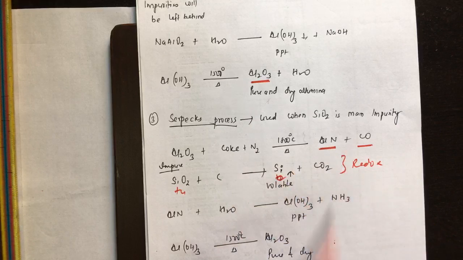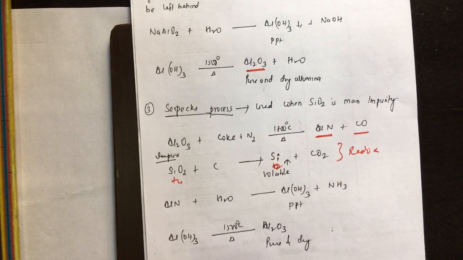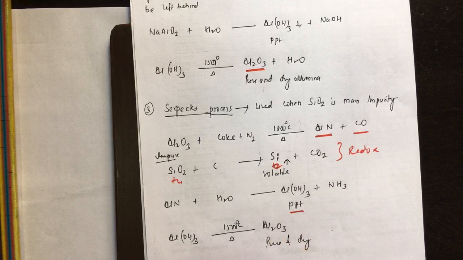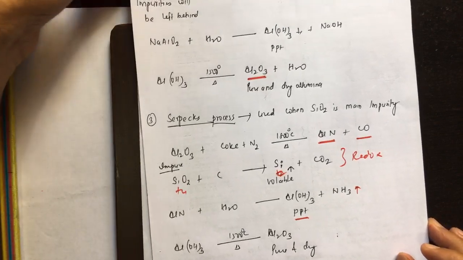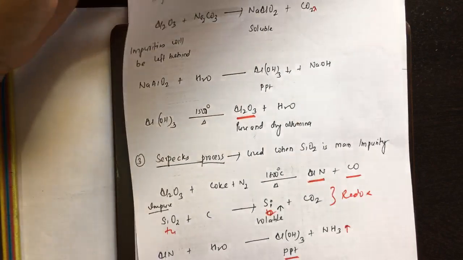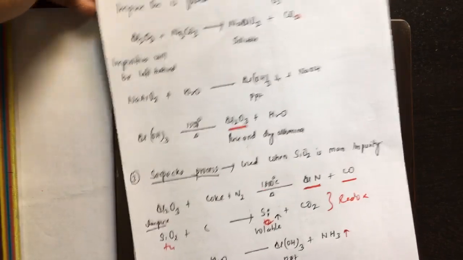And the aluminum nitride which is formed, we actually don't want aluminum nitride, we want alumina. So aluminum nitride is hydrolyzed with water. When it is hydrolyzed, you get aluminum hydroxide as a precipitate, and ammonia gas is also released. And again, this aluminum hydroxide you treat at 1500 degrees centigrade to get pure and dry alumina. Okay, so this is what we have talked about.